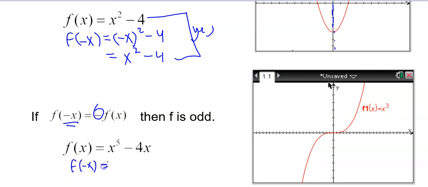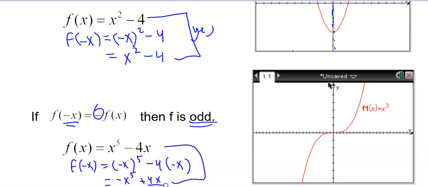So this is a little different than the test for symmetry with the origin, which again, odd is symmetry with the origin. We used to plug in negative x and negative y. Here I'm only plugging in a negative x, but watch what happens here. So I get negative x to the 5th minus 4 times negative x. So f of negative x equals negative x to the 5th. That's always going to be negative, plus 4x. So the problem is that is not the same, right? Because the 4x positive and the 4x negative don't match.